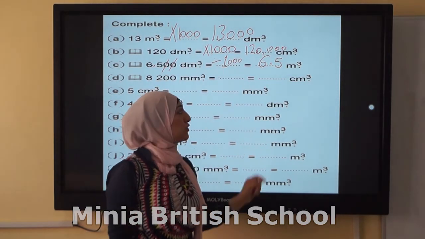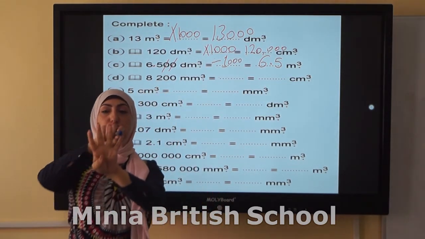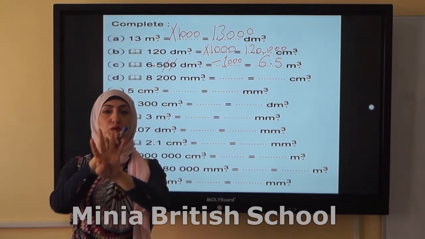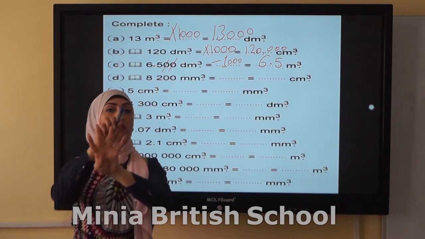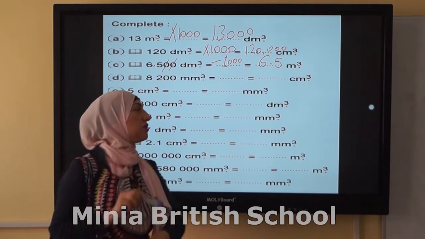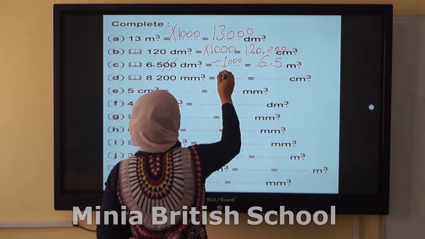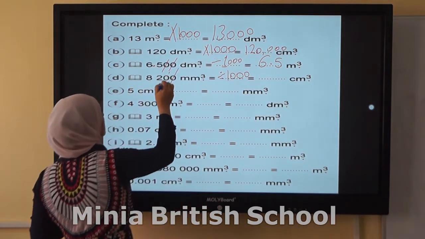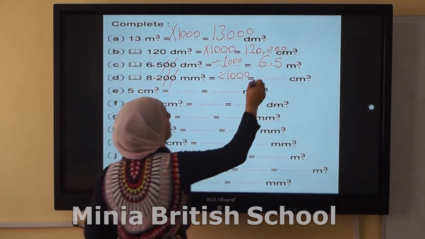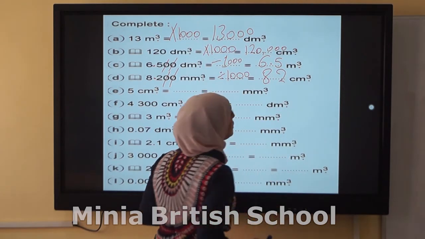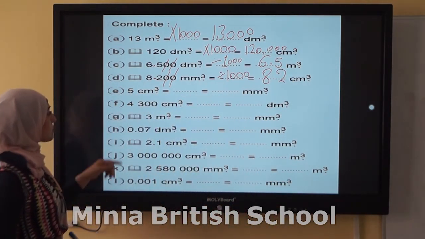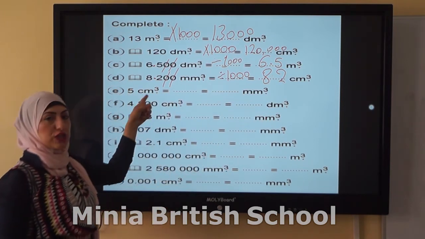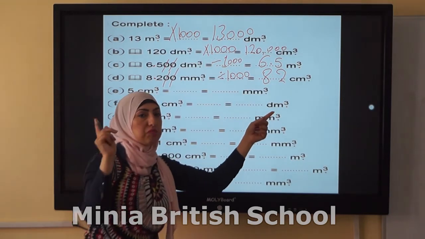Okay? Now, I want to convert from cubic millimeter to cubic centimeter. To convert from smaller unit to larger one, so I will divide. Divide by what? 1,000. In the cubic, 1,000. So, divide by 1,000. Here, and on the same point, so 8.2 cubic centimeter.